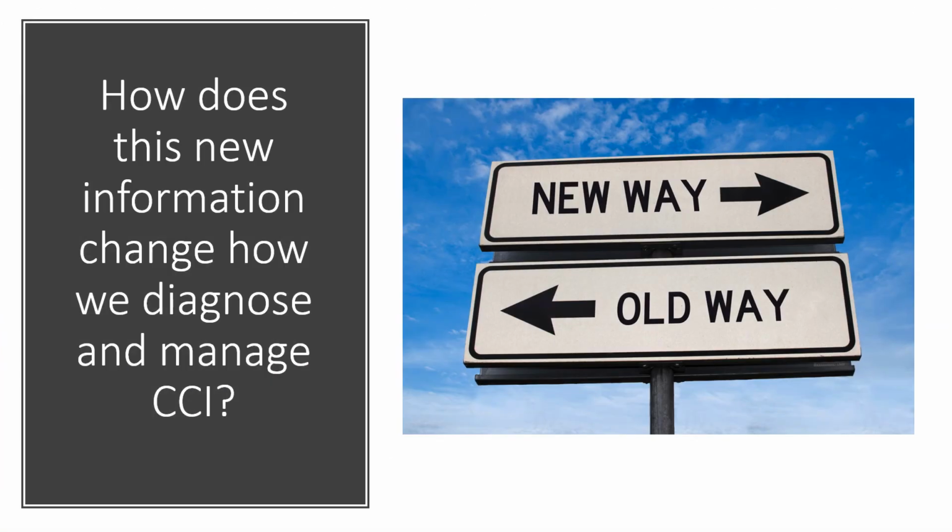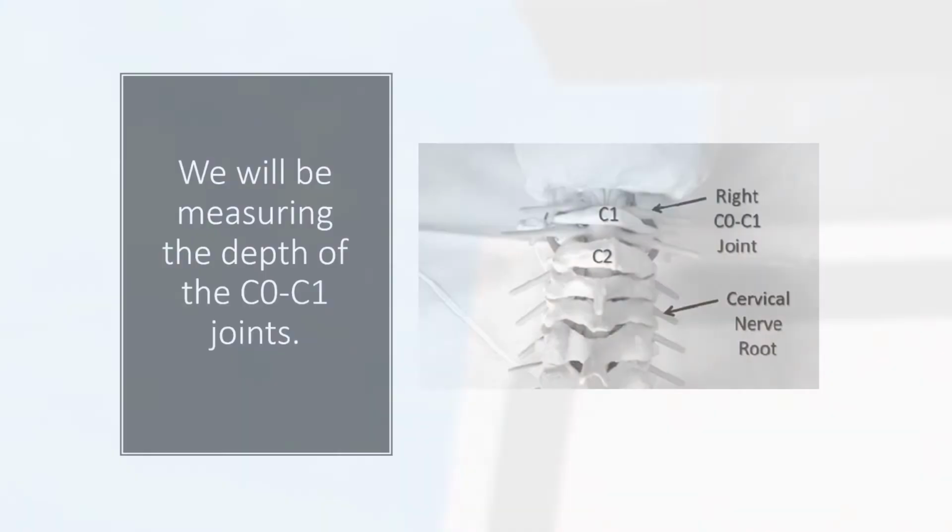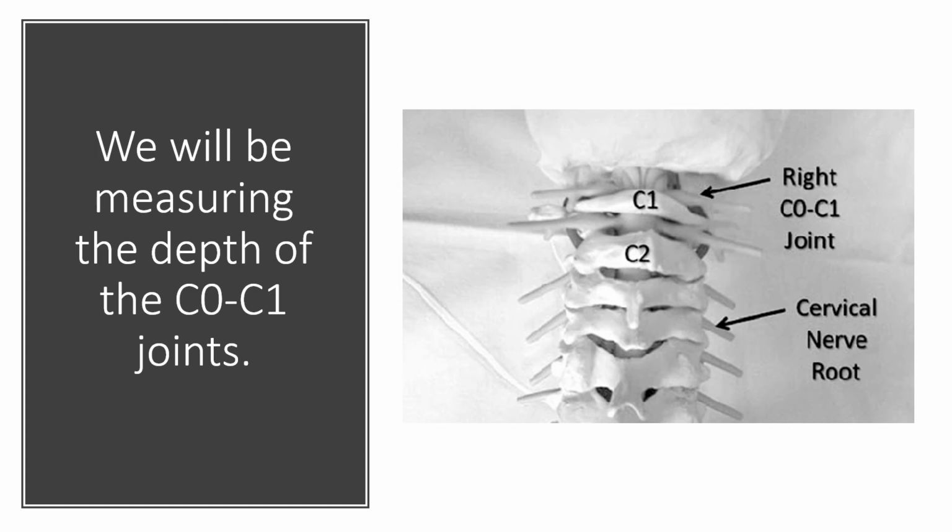So how does this new information change how we diagnose and manage craniocervical instability? Well, for certain, we're going to be measuring that ratio of the depth of the C0, C1 joints, because I think it does give another piece of radiographic information, or imaging information, where we can say, yes, that's not normal and that's consistent with CCI. Obviously, we're looking at lots of things, everything from symptoms to the mechanism of why the CCI is there to what's on the MRI, but it provides another metric.